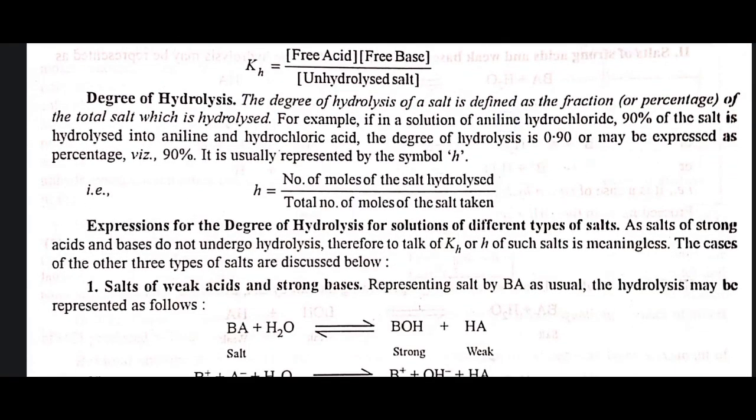Degree of hydrolysis. The degree of hydrolysis of a salt is defined as the fraction or percentage of the total salt which is hydrolyzed. For example, if in a solution of aniline hydrochloride, 90% of the salt is hydrolyzed into aniline and hydrochloric acid, the degree of hydrolysis is 0.90, or may be expressed as a percentage, 90%. It is usually represented by the symbol h. That is, h is equal to number of moles of salt hydrolyzed upon total number of moles of the salt taken.